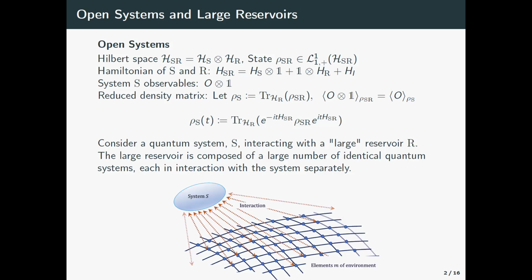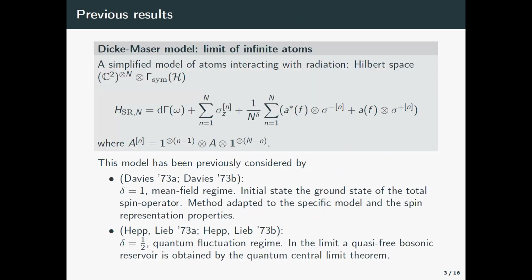So the big question in open systems is to understand this map, which is the time evolution of the reduced density matrix arising from the full interaction between system and reservoir. In these models, which are quite simple, we always want to consider a larger reservoir. For us, a larger reservoir will be a reservoir composed of many identical quantum systems.